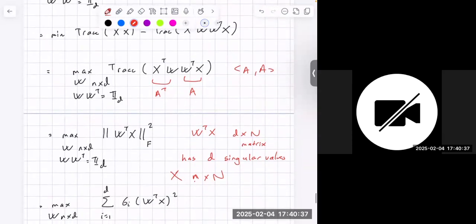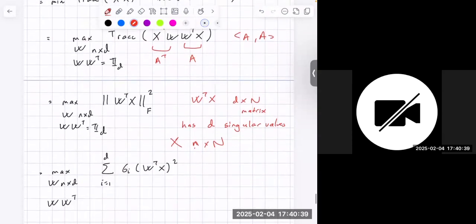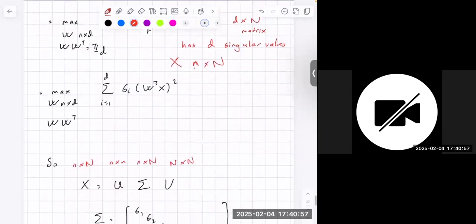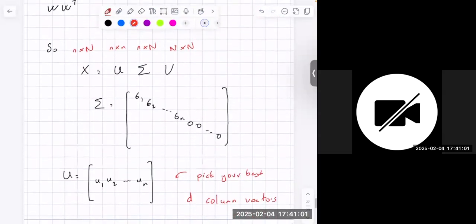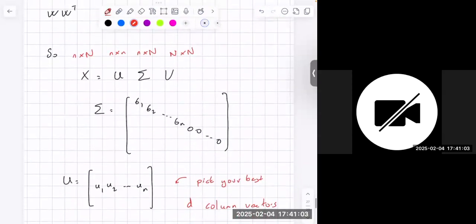Now, if you remember, this also had the other singular value representation. This is now a D by N thing. So it's got D singular values. This thing is literally summing up all those singular values and squaring them, okay? All right, so far so good. And now I'm trying to see this in terms of the singular values of my matrix X.